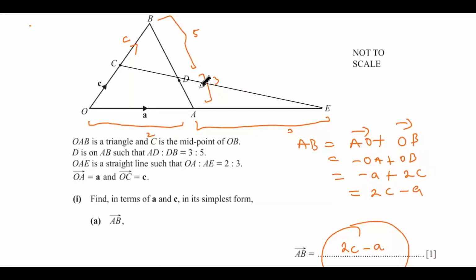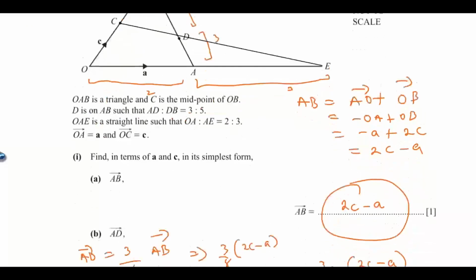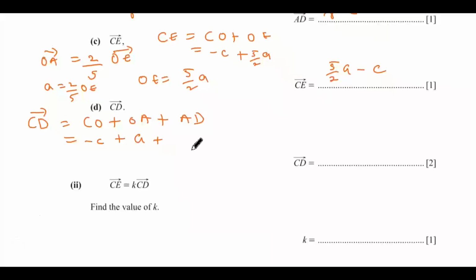So AD will be 3 over 8 times AB. AB is 2c minus a. So we can write the value of AD to be equal to 3 over 8 multiplied by 2c minus a. If you simplify this, you need to open this bracket. This will be equal to minus c plus a plus 6c over 8, then minus 3a over 8. Okay, so this is what you get.